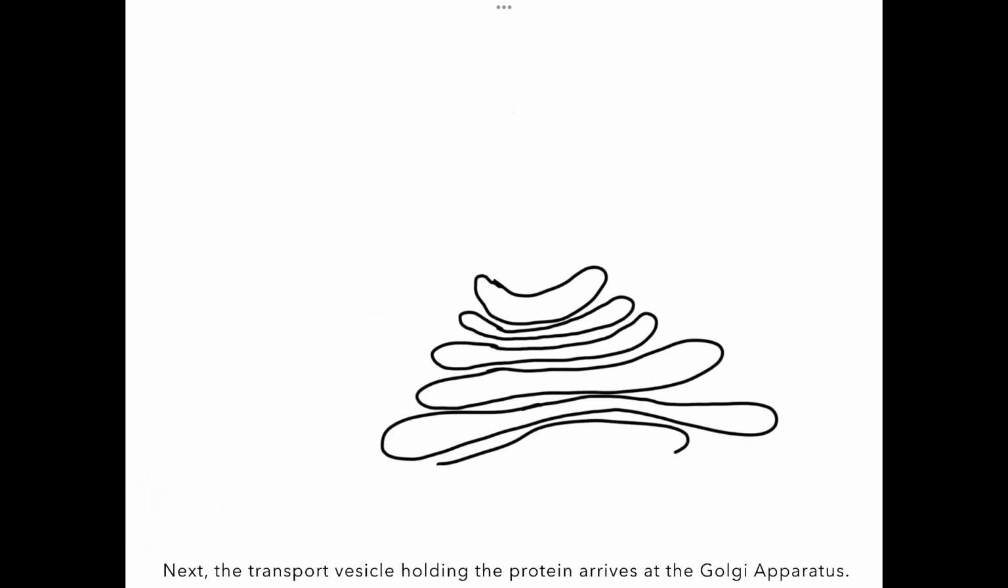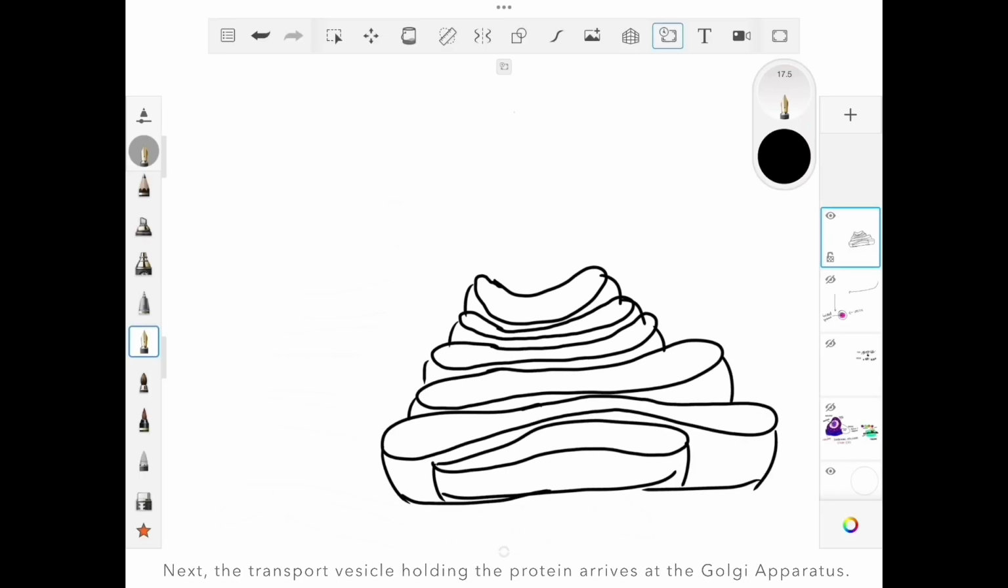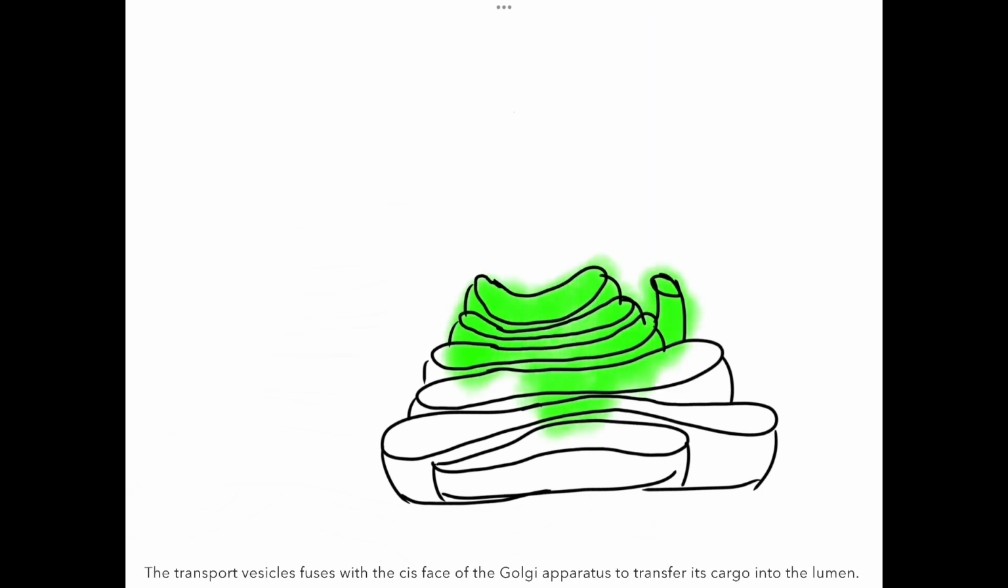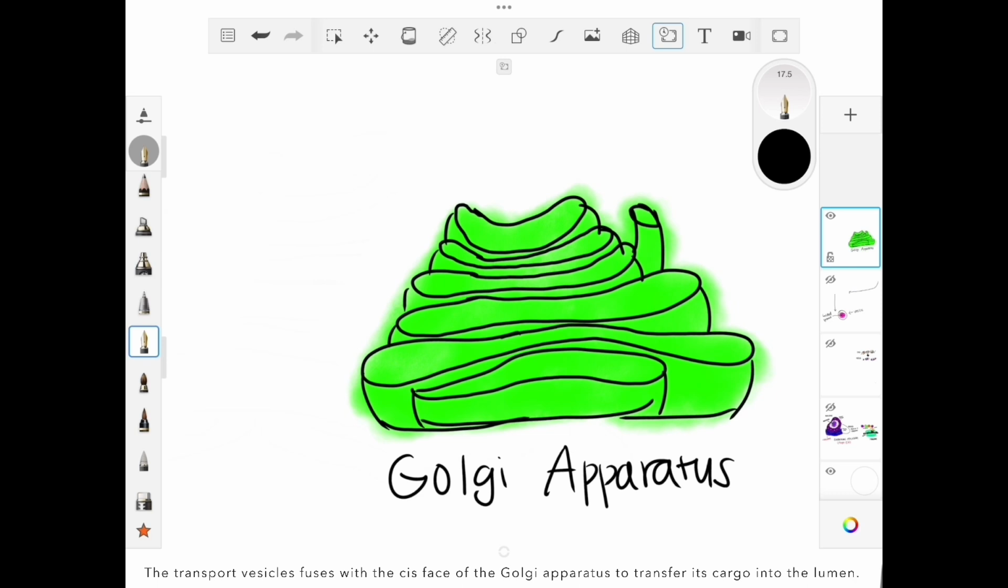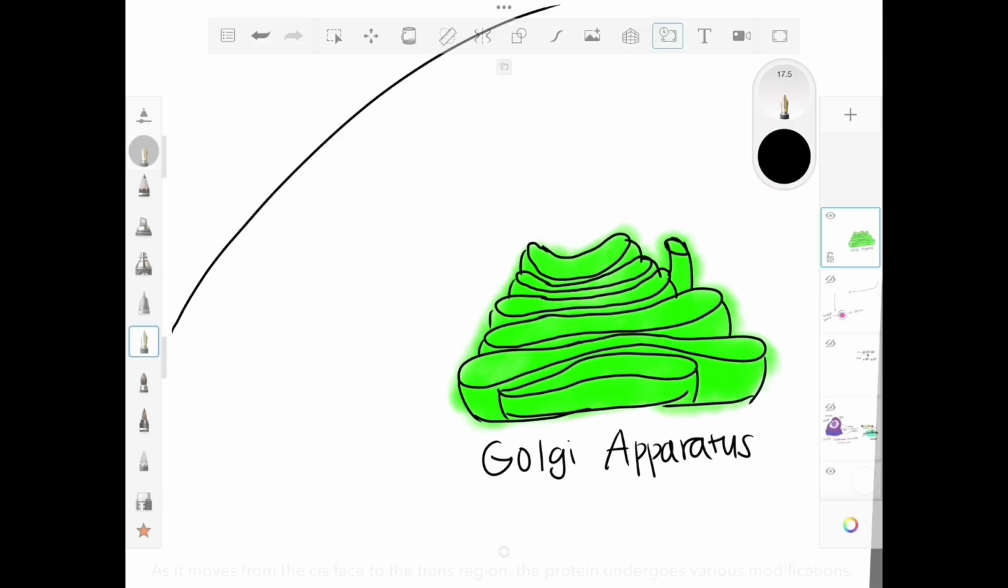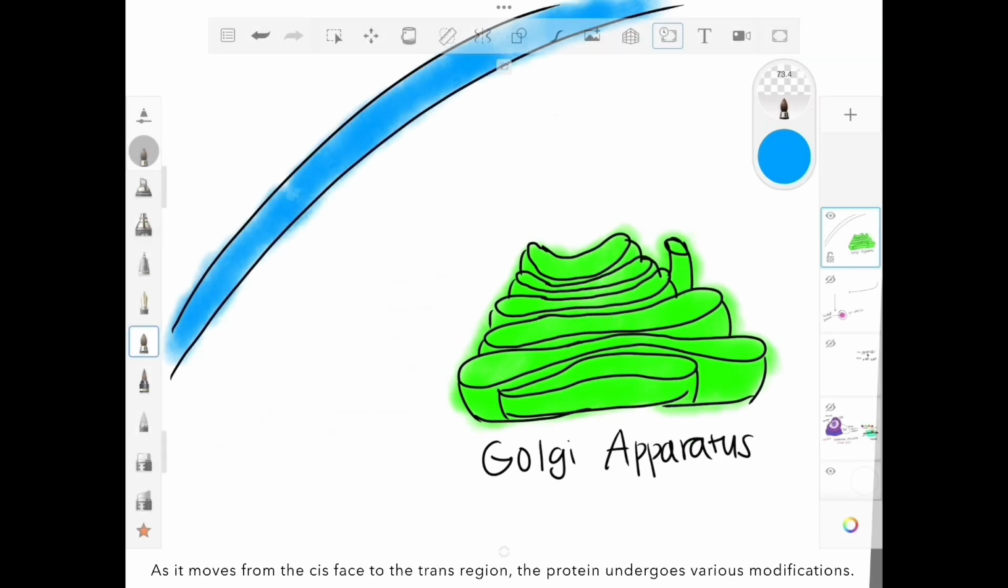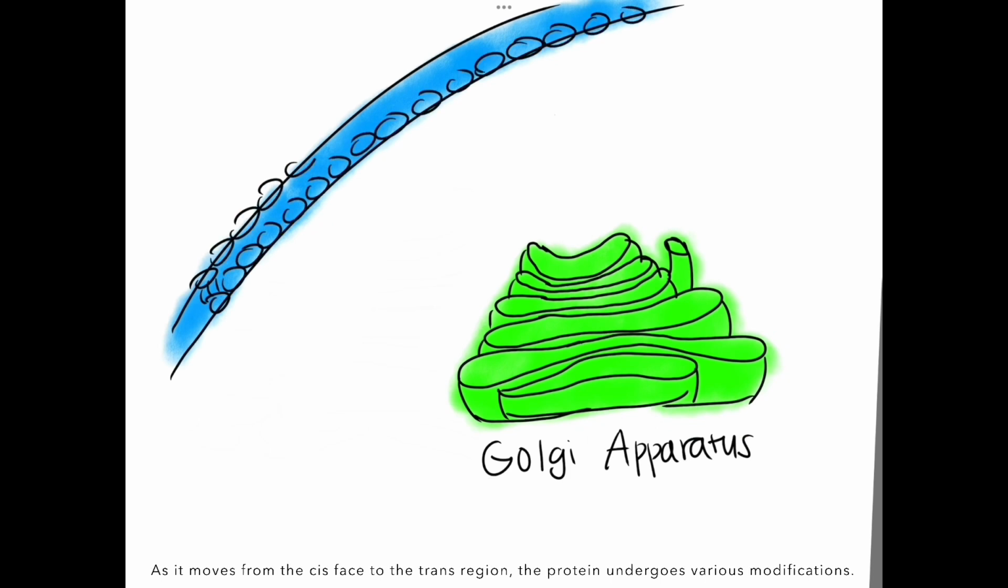Next, the transport vesicle holding the protein arrives at the Golgi apparatus. The transport vesicle fuses with the cis phase of the Golgi apparatus to transfer its cargo into the lumen. As it moves from the cis phase to the trans phase, the protein undergoes various modifications.